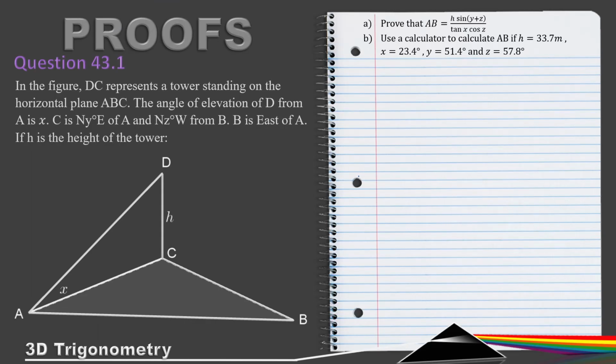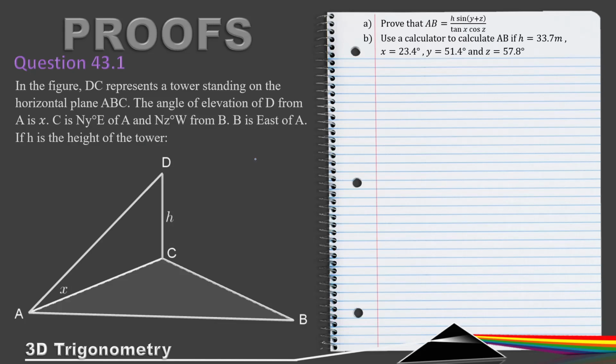Right, so question 43.1. In the figure, DC represents a tower standing on the horizontal plane ABC. The angle of elevation of D from A is x, and C is north y degrees east.